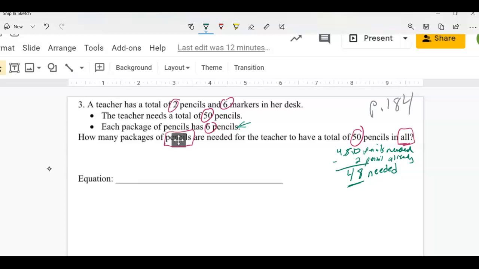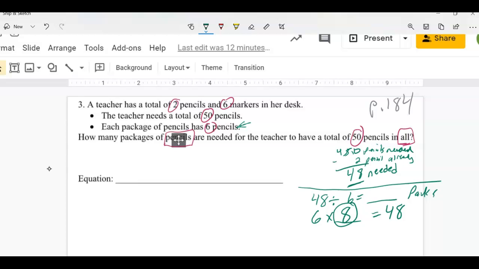There's a couple different ways you could do this. We could simply say 48 divided by 6 equals, and this would give me the total number of packs of pencils. Because of the inverse operations, we could change this around. We can say 6 times what number equals 48. Knowing your math facts, you know that 6 times 8 equals 48. So that would be 8 packs are needed.